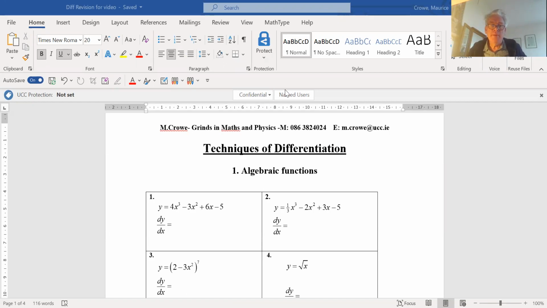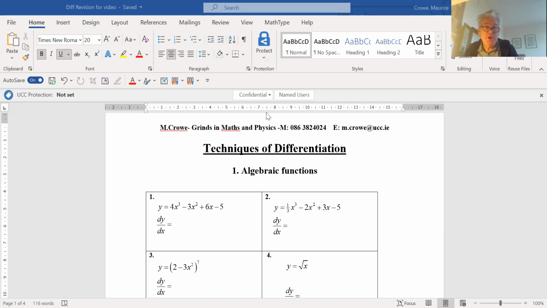Hi everyone, I'm just going to go through a quick video here on the techniques of differentiation. So I'm going to go through just this revision session really. So hopefully now in 10-15 minutes I'm going to do algebraic functions, trigonometric functions, and then the exponential and natural log function, okay? And so away we go. This is revision, and hopefully this will be of great benefit to you, okay?